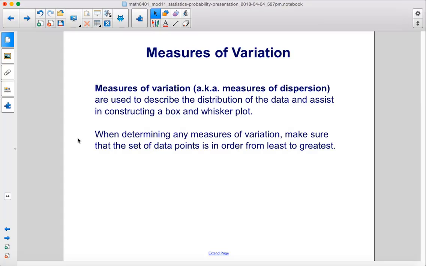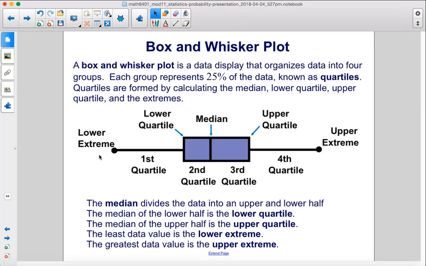When determining any measures of variation, make sure that the set of data points is in order from least to greatest. A box and whisker plot is a data display that organizes data into 4 groups. Each group represents 25% of the data, known as quartiles. Quartiles are formed by calculating the median, lower quartile, upper quartile, and the extremes.